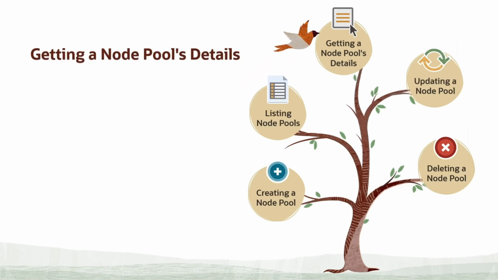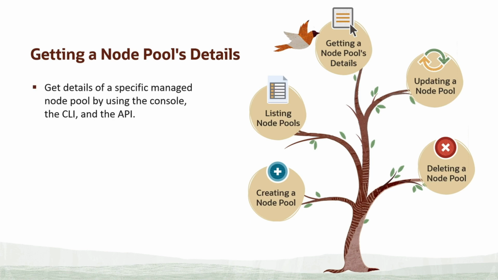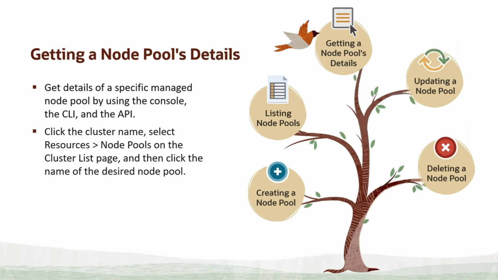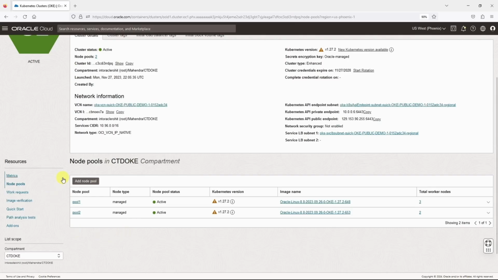Now let's explore getting detailed insight into a specific managed node pool. Whether through the console, CLI or API, you can retrieve information easily. Click on the cluster name, go to resources, select node pools on the cluster list page, and then click on the name of the desired node pool for specific details. For example, if you want to get more details about a particular node pool, click on the pool name from the node pools list.